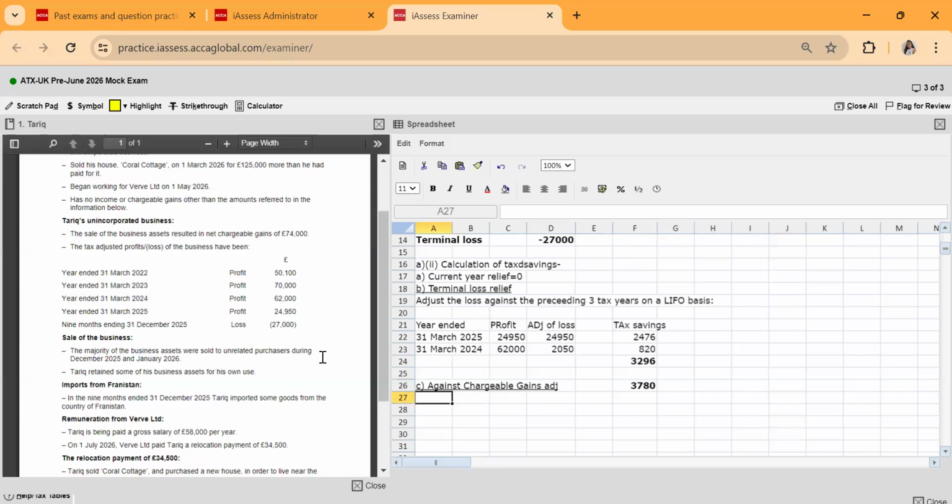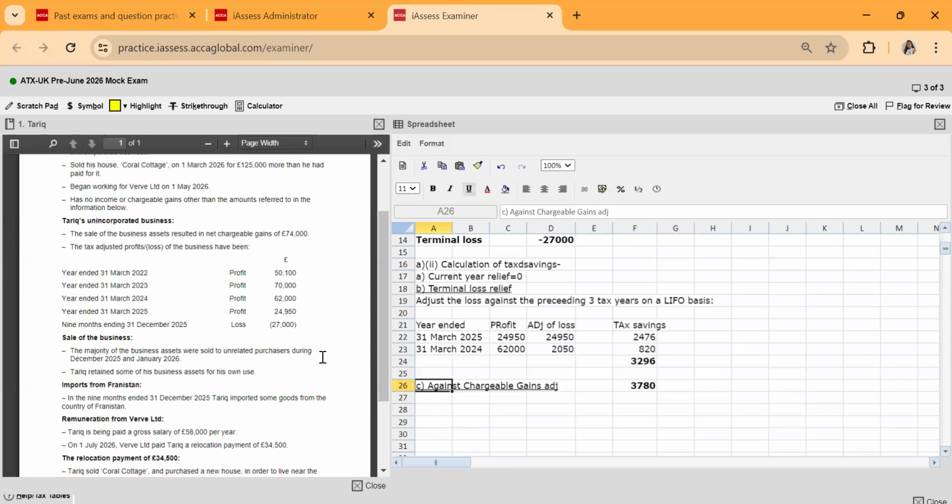Let's say if it is not his main residence, no PRR. Since the BRB is already used by the BADR gain, which is 74,000, BRB is not available. If BRB is not available, then this gain will be taxed at 24%. And then we will adjust the loss against the property first.